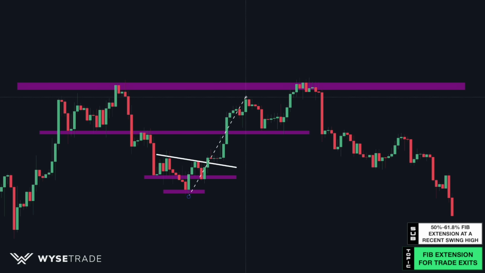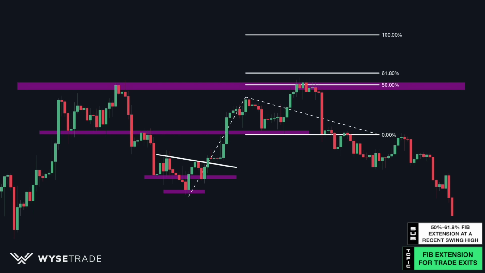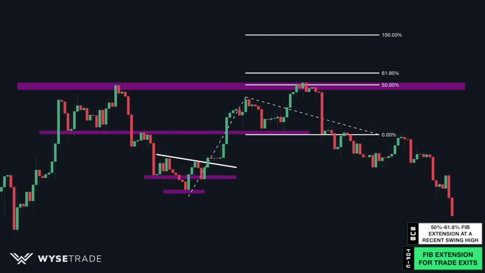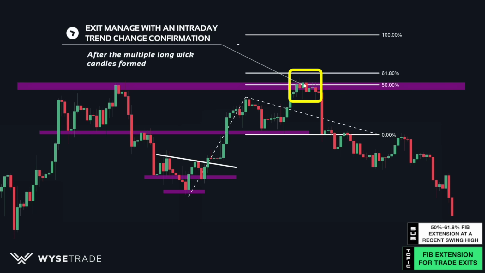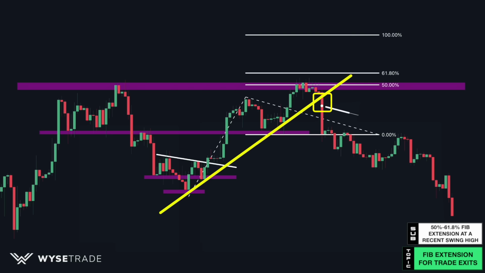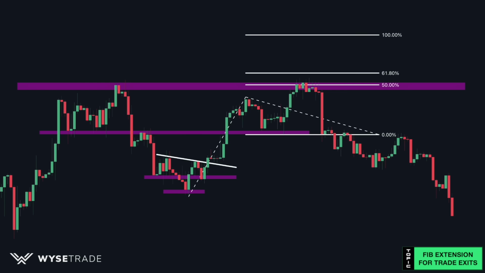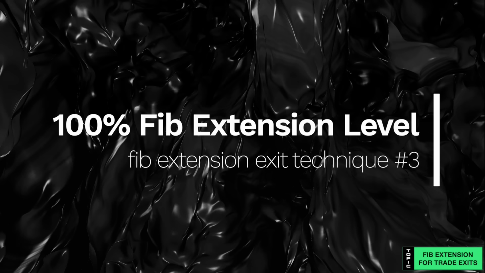When you apply your Fibonacci extension tool, the 50% Fib extension level also lines up perfectly. Once price reaches the area, you had multiple long wick candles reacting to it. You either look for an intraday trend change for an exit, or wait for a break of the trend line here. Now in a downtrend, this concept would work the same, except you would have the 50% to 61.8% Fib level lining up with your recent swing low support level. Let's now move on to the 100% Fibonacci extension level.